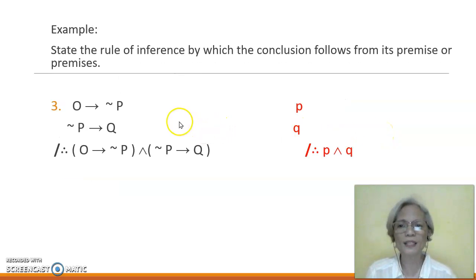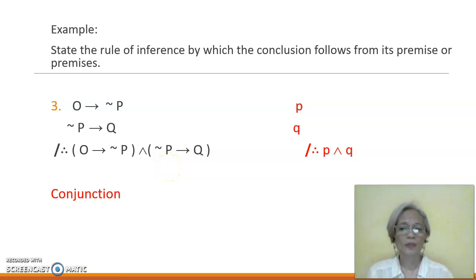And then for the third example, we have O implies not P implies Q, and therefore we have O implies not P and not P implies Q. Note that this example takes the form P, where this thing is our P, and Q, where Q is not P implies Q. And therefore, we have the form P and Q. Clearly, this is an example of a conjunction.